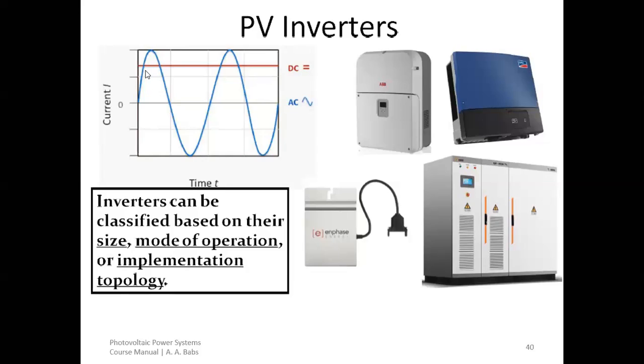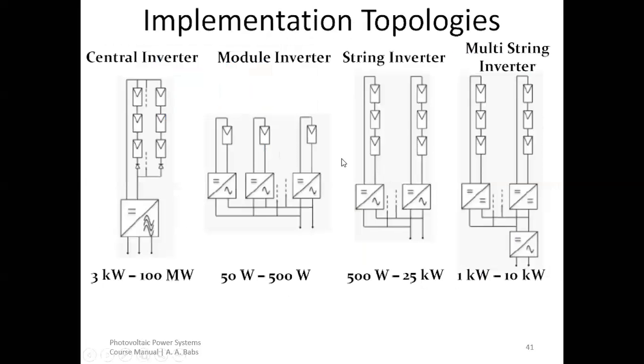The DC is usually a single line. You can see this single line here representing the DC, and the AC is usually a waveform. You can see that wave here. So what the inverter does is convert this DC energy to an AC energy output. Let's quickly look at the types of inverters we have and try to explain their implementation topologies, how they operate, and so on. We have the central inverter, the module inverter, the string inverter, and the multi-string inverter. The central inverter, in terms of size, usually ranges between 3 kilowatts and 100 megawatts.